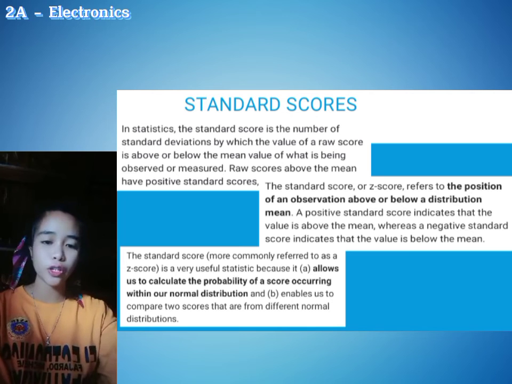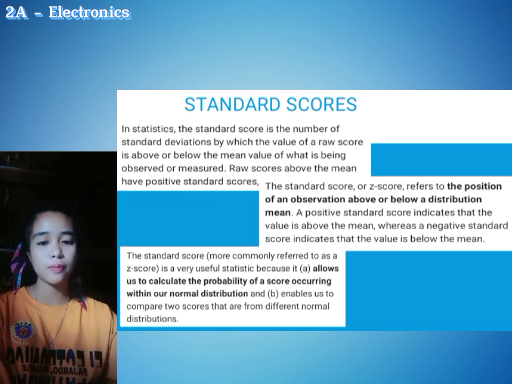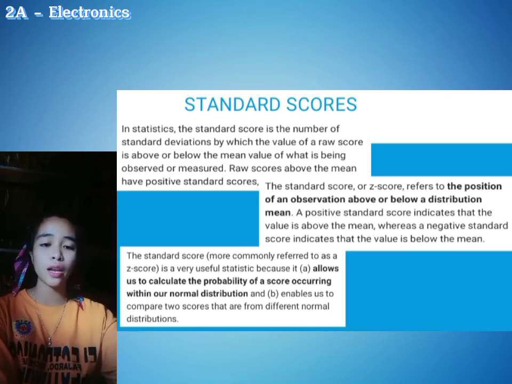The standard score is a useful statistic because it allows us to calculate the probability of a score occurring within our normal distribution and enables us to compare two scores that are from different normal distributions.